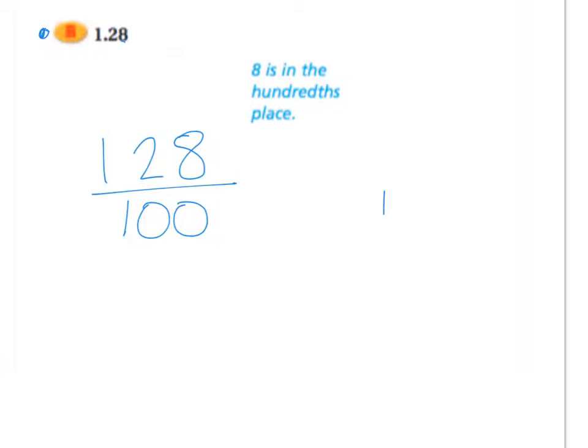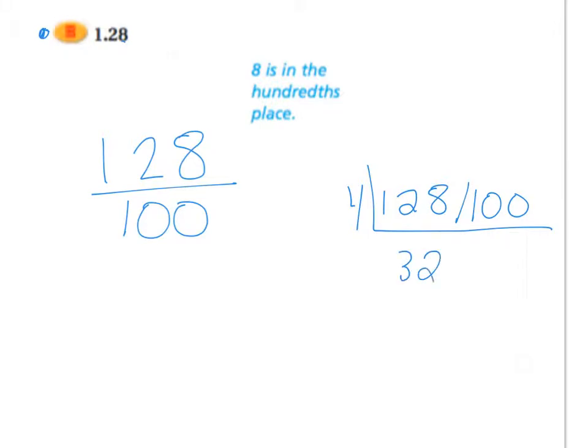I'm going to do the same thing to get it into simplest form by figuring out what factors will go into both 128 and 100. Again, I could start with 2, but 4 will also go into them. So 4 will go into 128 32 times. 4 will go into 100 25 times. So my answer is 32 over 25.